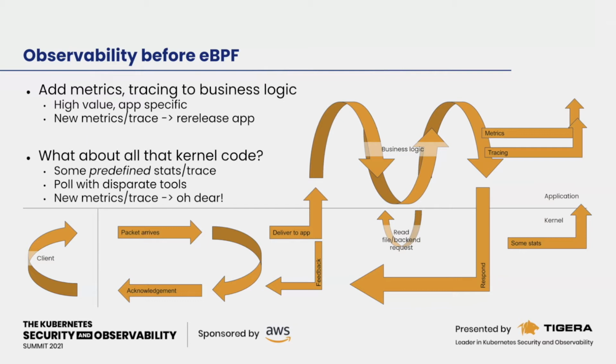If you want to add something into the kernel in the pre-BPF world, you need to be writing a kernel module or submitting patches upstream to the kernel. For most enterprises, that's just a non-starter. We're talking an 18-month turnaround, assuming you can convince the kernel developers that it's something that they want to include, and assuming you have the expertise to be able to do that.